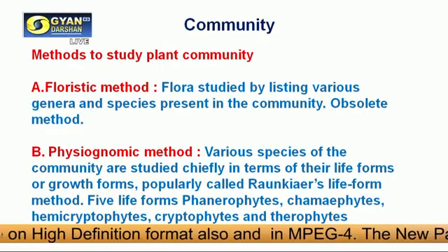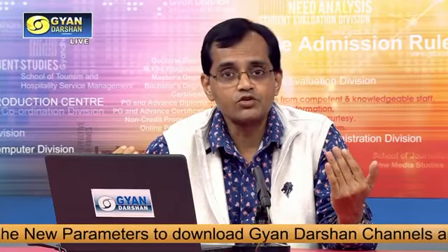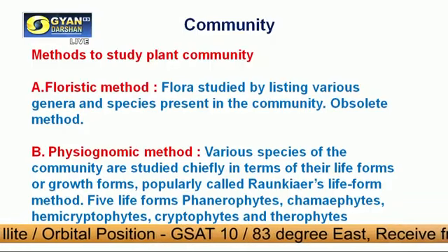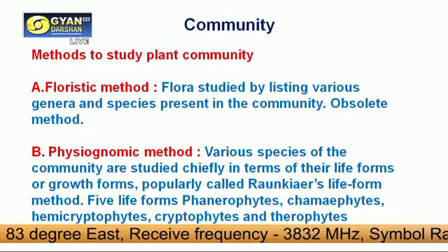But just to introduce you right now, Raunkiaer said that whatever plants you find on this earth can be grouped into 5 life forms. What are these 5 life forms? Phanerophytes, chamaephytes, hemicryptophytes, cryptophytes, and therophytes. Whatever plant you find can be categorized into any one of these 5 classes. We will discuss the characteristics of each of these life forms in short.